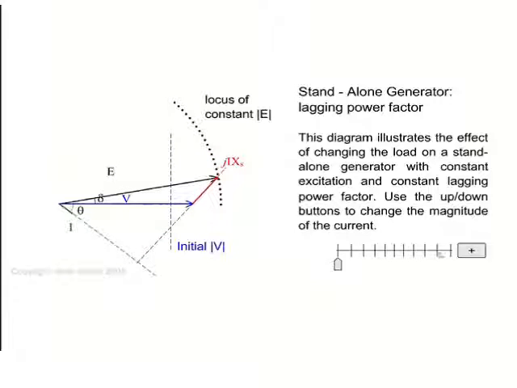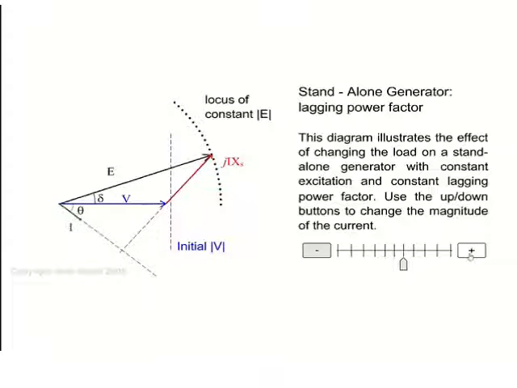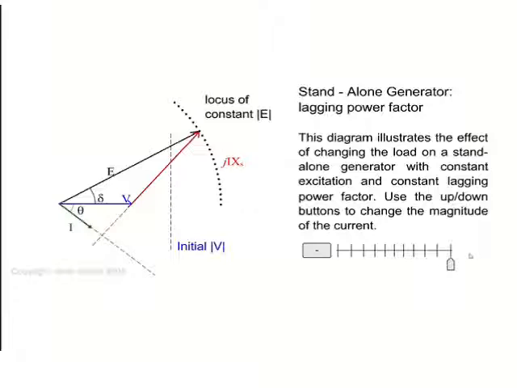So let us see the animation once again. Slowly, I am increasing the current. Therefore, I am increasing Ia cos theta. I am increasing the active power at a lagging power factor load. By doing so, if I keep the excitation constant, the voltage reduces.